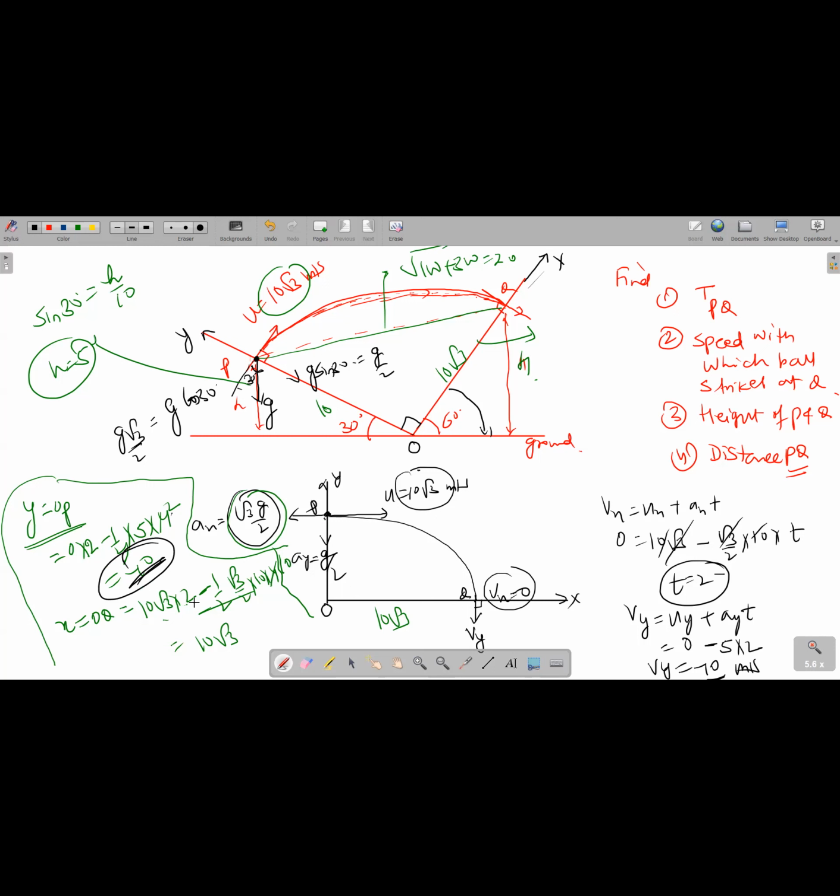Yes, sir. And now x means OQ, that is displacement along x-axis. So uxt plus half axt square. Ux is 10 root 3, this thing, into t is 2, plus half ax. Ax is root 3 g by 2 opposite to x-axis. So minus, and then t square is 4. So simplify it and you get it.